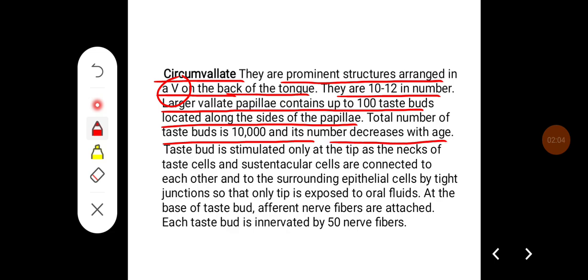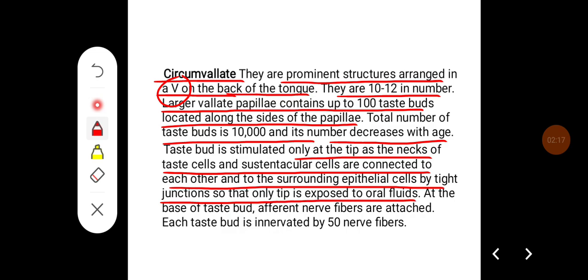Taste bud is stimulated only at the tip as the necks of the taste buds and sustentacular cells are connected to each other and to the surrounding epithelial cells by tight junctions so that only the tip is exposed to the oral fluids. At the base of the taste bud, afferent nerve fibers are attached, and each taste bud is innervated by 50 nerve fibers.